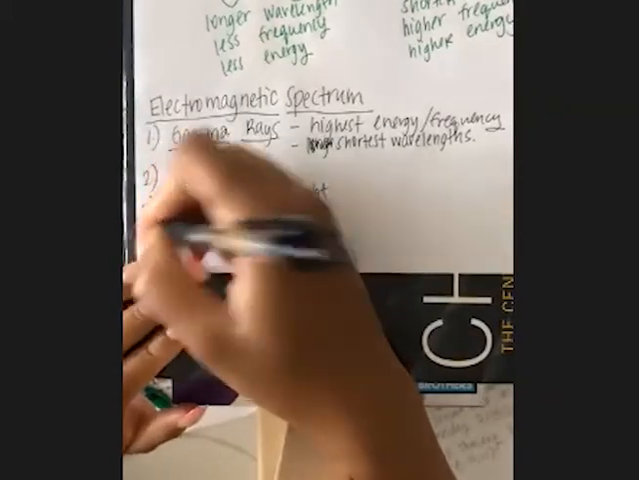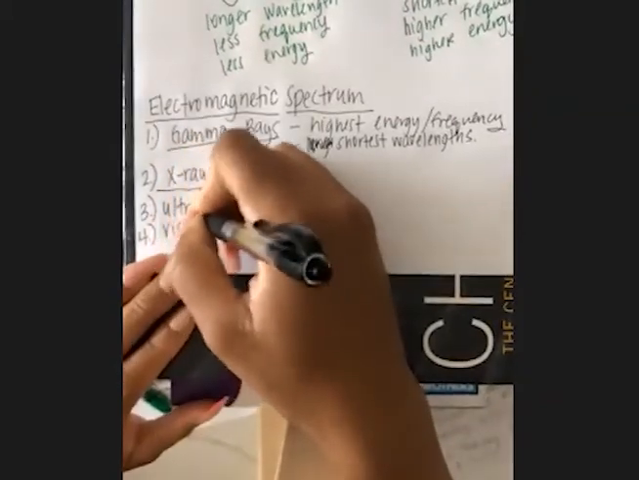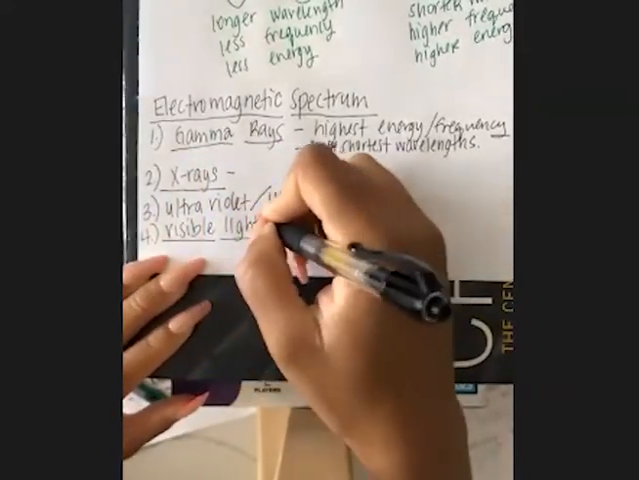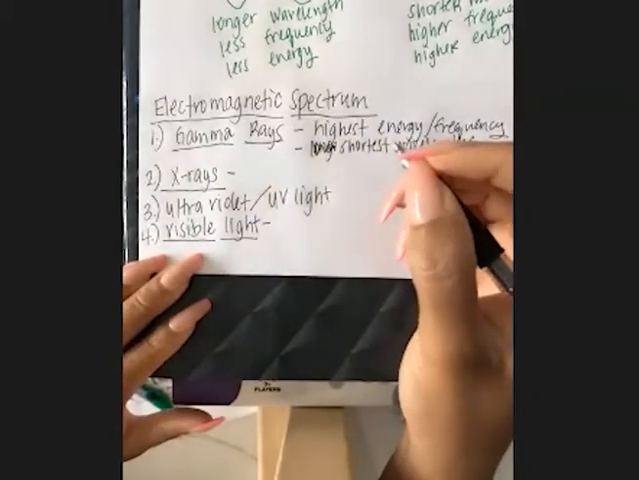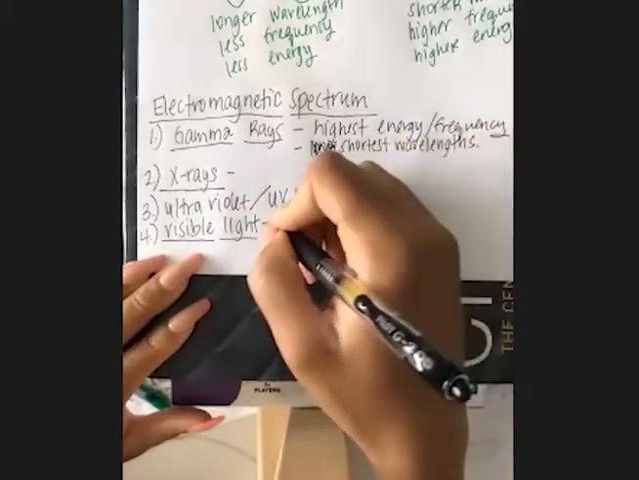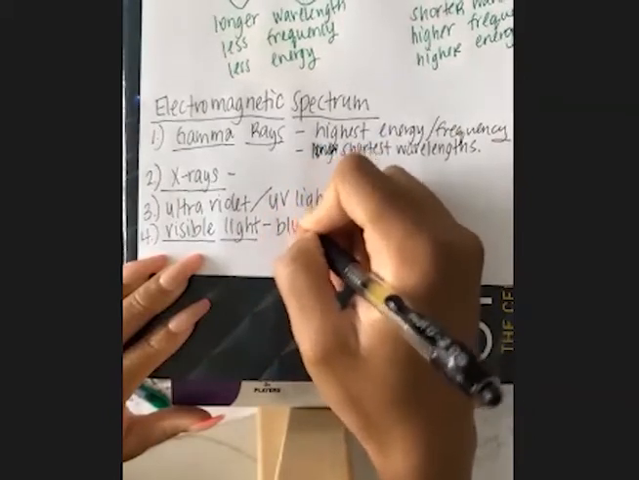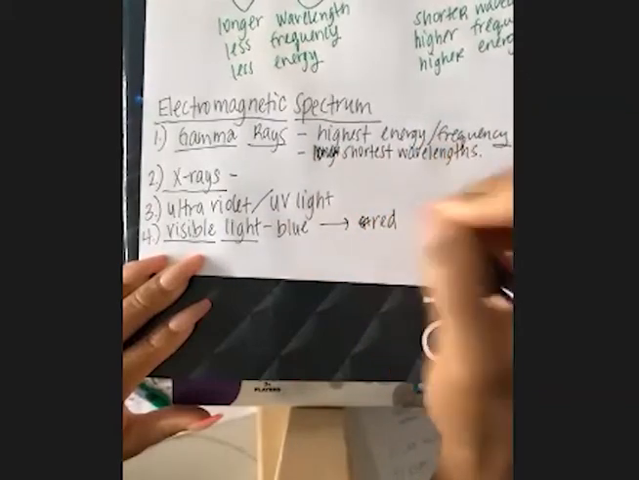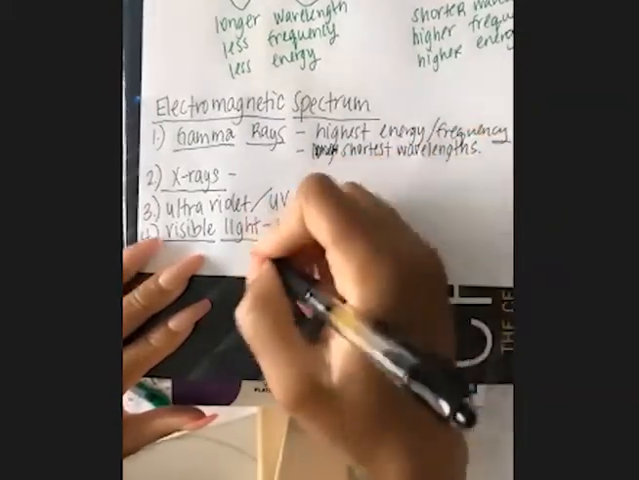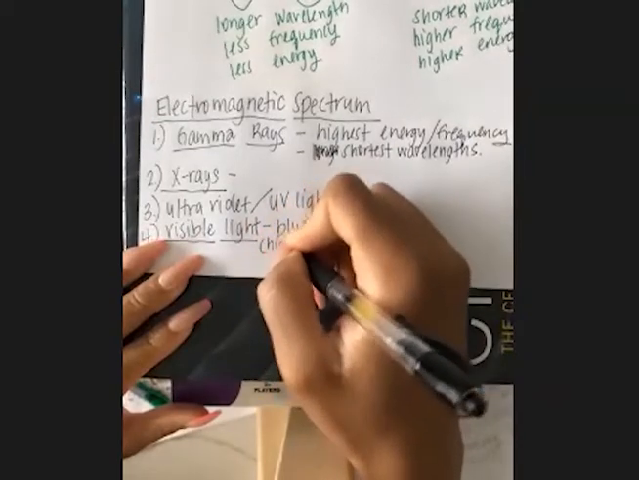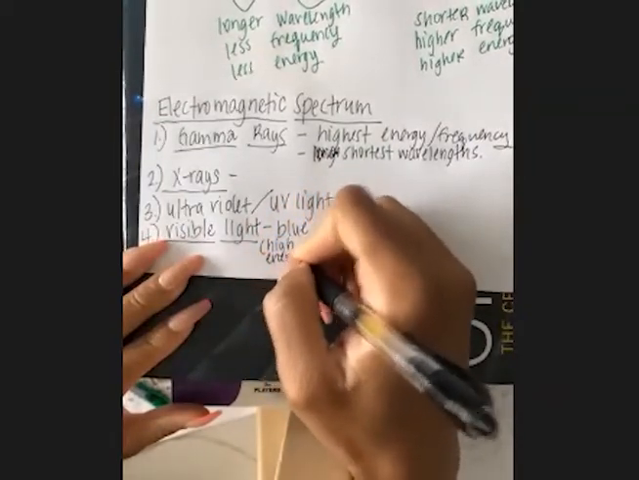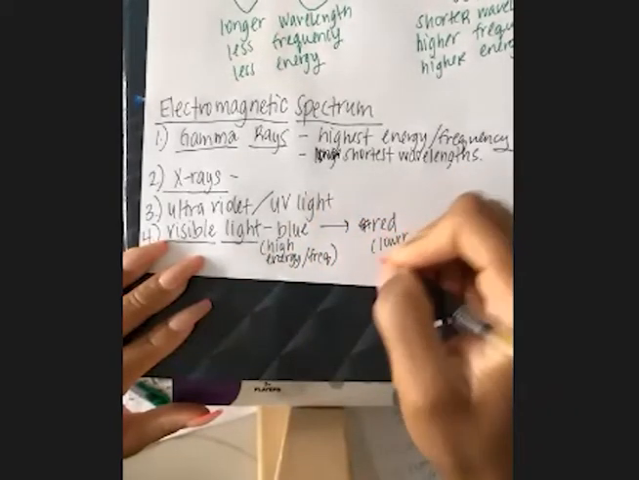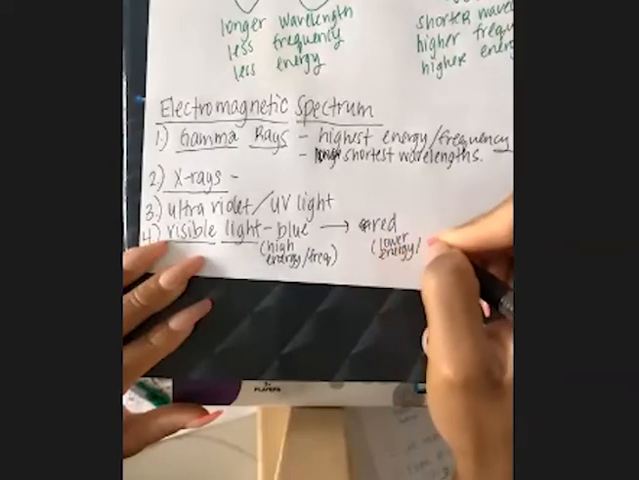Then there is visible light. Visible light is the only portion of the electromagnetic spectrum that we can see. And so the visible light ranges with highest frequency being blue to orange. I'm sorry, not orange, red. So I'll say high energy/frequency to lower energy/frequency.